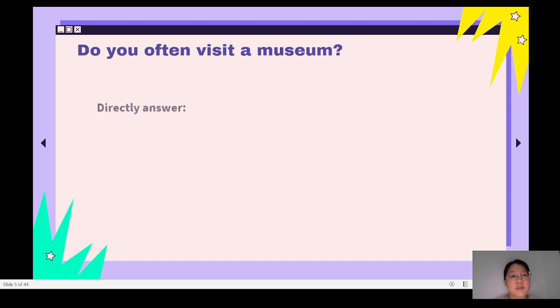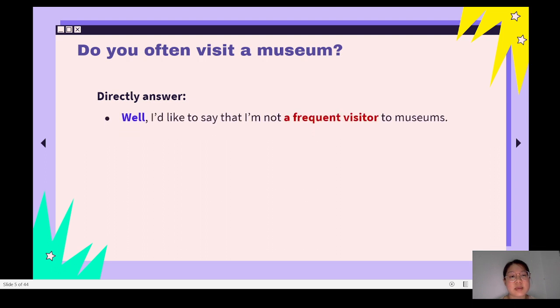So here is my sample for this question. Here you can see that I answered directly: Well, I would like to say that I'm not a frequent visitor to museums. You can see here the blue word is the word well. I would say that the word well has the same function as words such as actually, and so on. I have some advice for you: you should use this kind of word during your speaking test, because it can increase your naturalness while you are speaking.